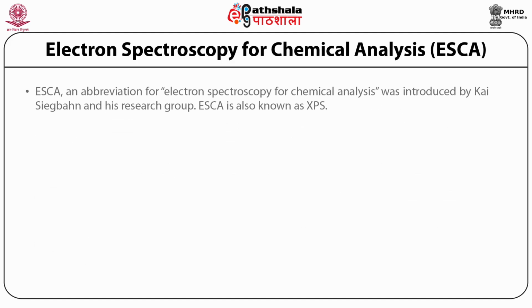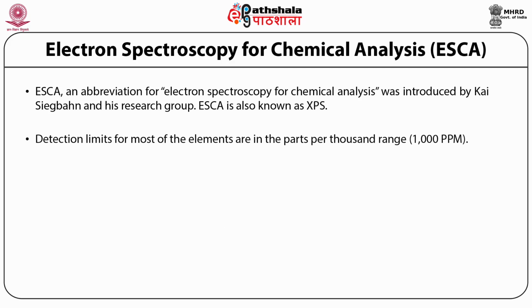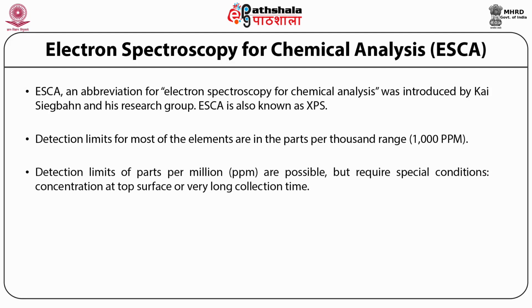ESCA, an abbreviation for electron spectroscopy for chemical analysis, was introduced by Kai Siegbahn and his research group. ESCA, also known as XPS, has a detection limit for most of the elements in the parts per thousand range, 1000 ppm. Detection limits of parts per million are possible but require special conditions, concentration at the top surface, or very long collection time.